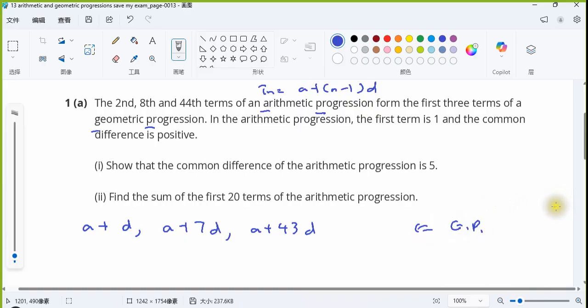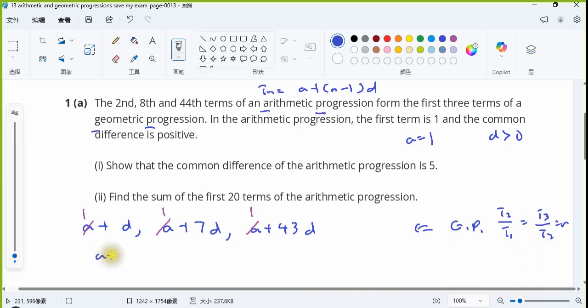And then the first term A is 1. Okay, so it's 1 plus D, 1 plus 7D, 1 plus 43D. The common difference D is greater than 0. So we need to show that the common difference is 5. Because it is a GP, we have T2 over T1 equal to T3 over T2. Okay, this is the common ratio.